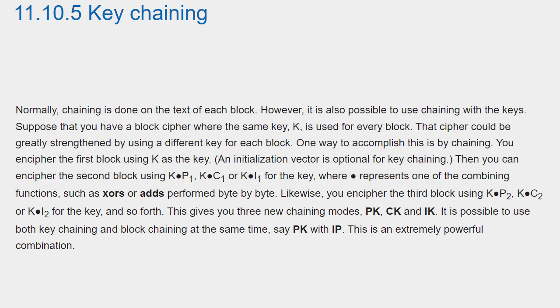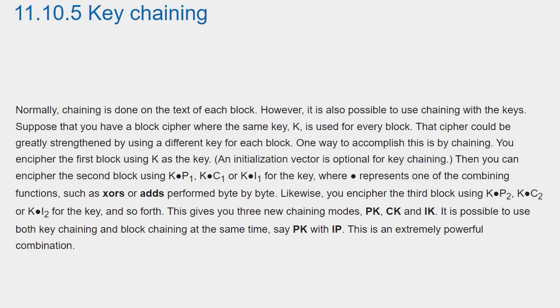Section 11.10.5 Key chaining. Normally, chaining is done on the text of each block. However, it is also possible to use chaining with the keys. Suppose that you have a block cipher where the same key, K, is used for every block. That cipher could be greatly strengthened by using a different key for each block. One way to accomplish this is by chaining. You encipher the first block using K as the key. An initialization vector is optional for key chaining.